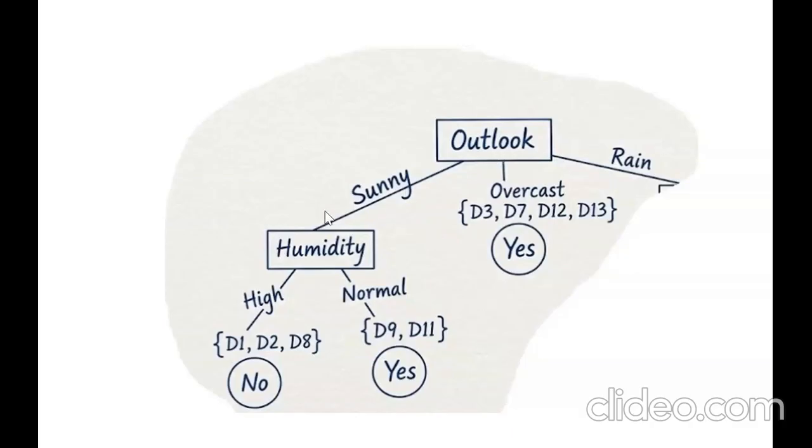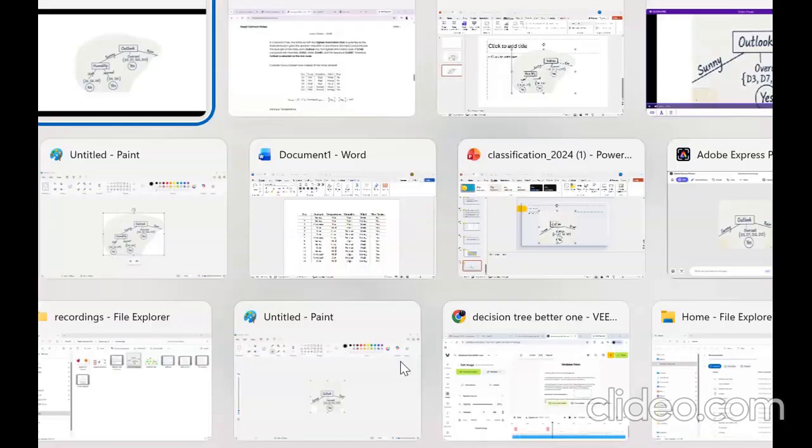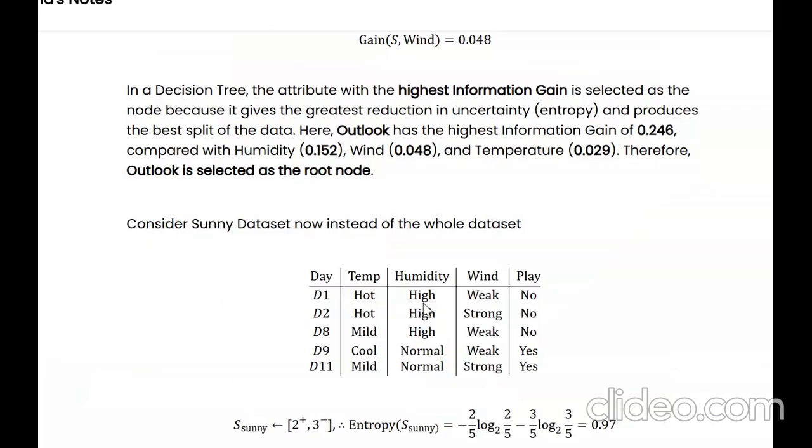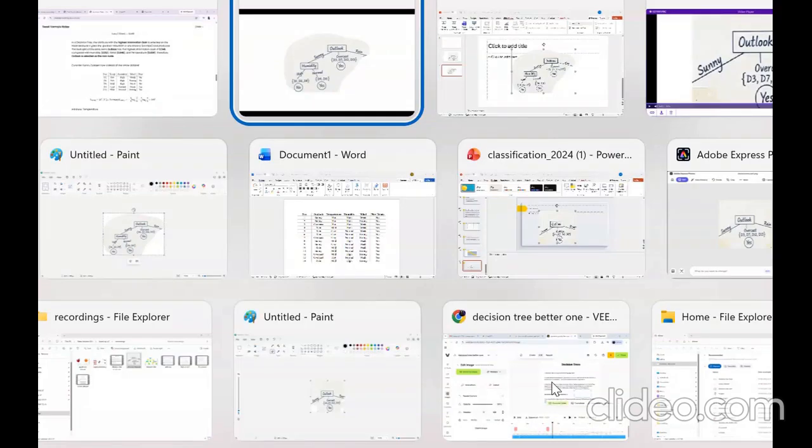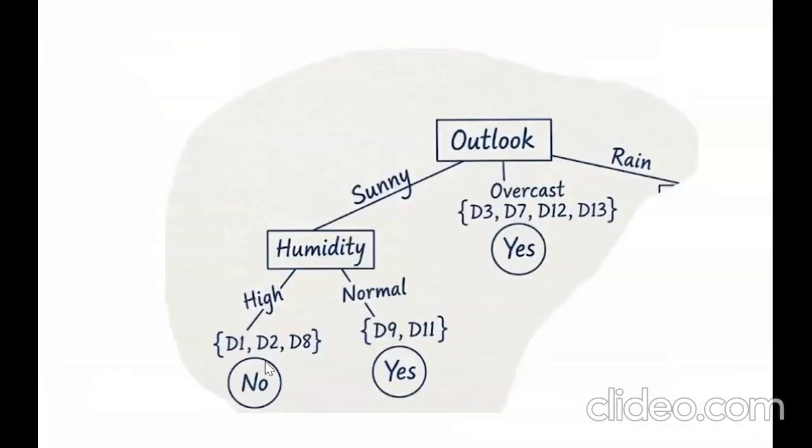Okay, so for sunny branch, the next node is humidity. Humidity has got 2 values, so we will have 2 branches, high and normal. Now for all highs, it is no, and for all normals, it is yes, as given in our data set. So we can assign labels to it as no and yes.